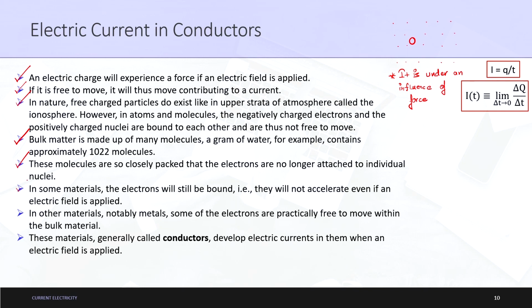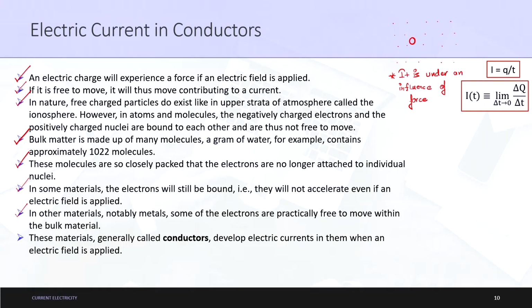So, there are some materials in which the electrons will still be bound, that is, they will not accelerate even when an electric field is applied. In other materials, these material definitions refer to the fact that we have different types of materials such as conductors, insulators and semiconductors. Depending on whether the electrons are bound, whether they change their positions, whether they become free on the application of an electric field, they lead to different concepts such as conductors, insulators and semiconductors.